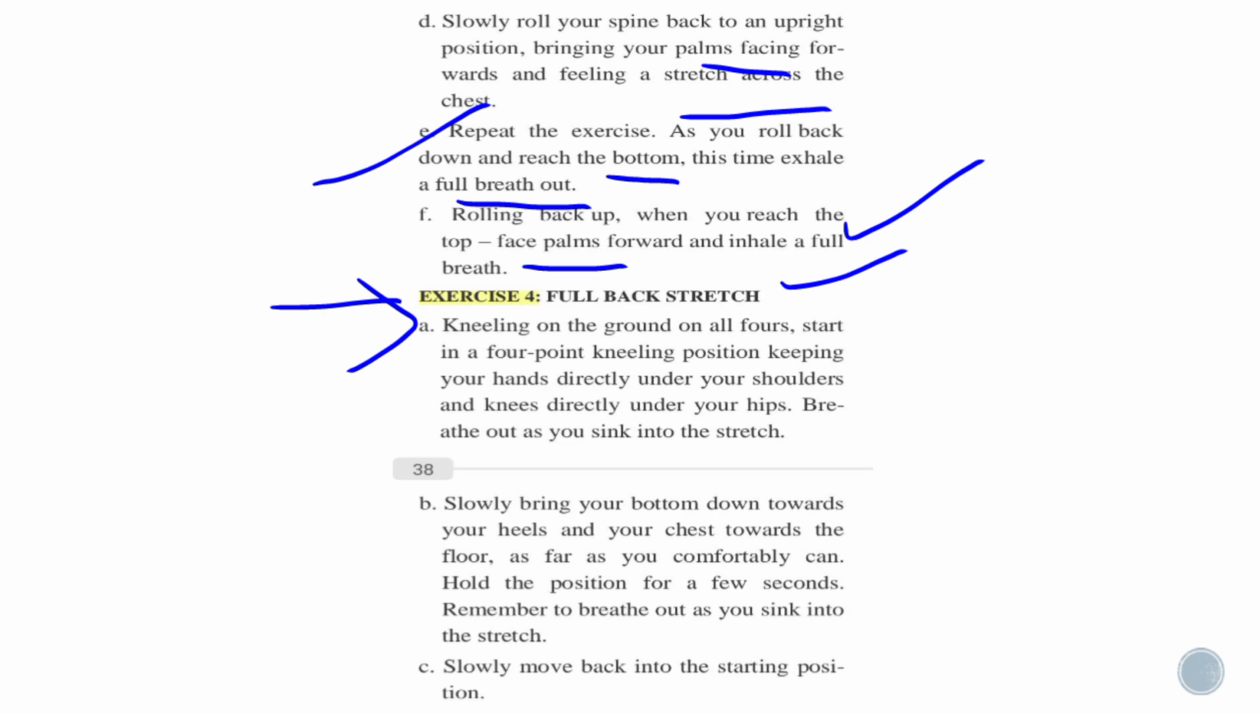Kneeling on the ground on all fours. Start in a 4-point kneeling position, keeping your hands directly under your shoulders and knees directly under your hips. Breathe out as you sink into a stretch. You can feel the stretch. Slowly bring your bottom down towards your heels and your chest towards the floor as far as you comfortably can. Hold the position for a few seconds. Remember to breathe out as you sink into the stretch.